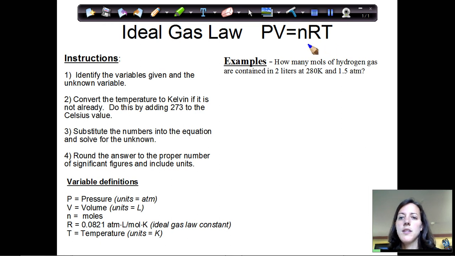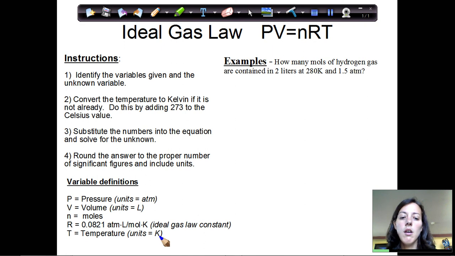R will always be given to you. If you look down here, I have defined the variables. R is 0.0821, and the units associated with this particular ideal gas law constant are atmospheres, liters divided by moles times Kelvin. Those are the units for this number. Yes, it has 4 units, it's combined. But those are the units. Don't let that confuse you. R is always going to be this number, and I will always give you this value. You just need to substitute it in for this equation.